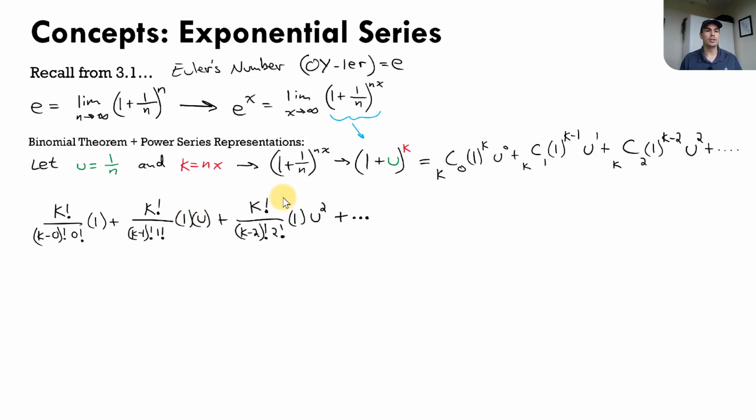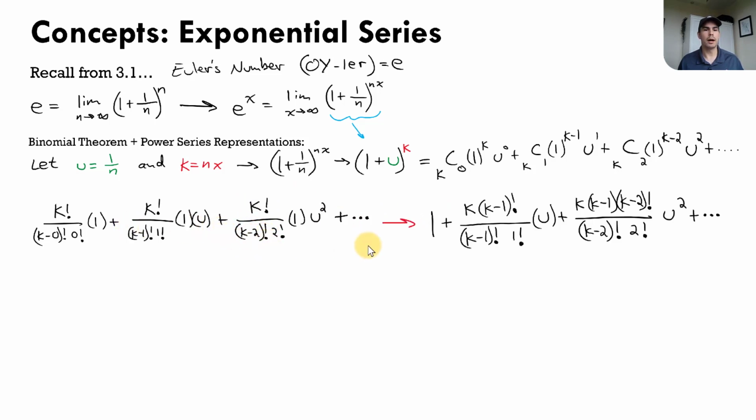And notice that my u term is also gaining 1 as far as its index with each additional term. So I'm going to write this k factorial in a way that allows me to cancel out the k minus 2 factorial on the bottom. So I'm going to say k factorial is equal to k times k minus 1 factorial. And k factorial here is going to be k times k minus 1 times k minus 2 factorial. And that's going to allow me to cancel out the k factorials in my denominators.